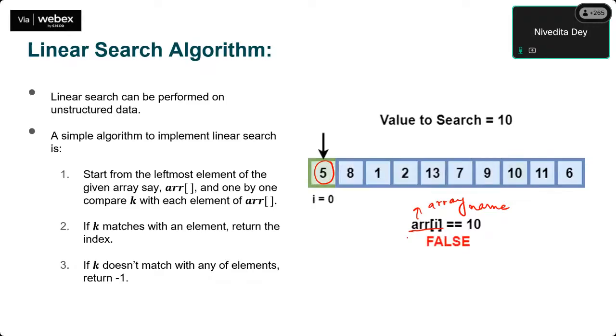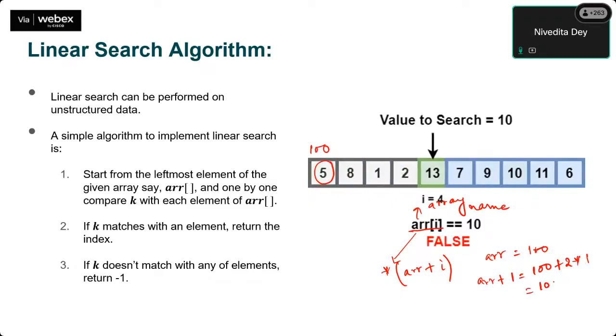Alternatively, in pointer notation, it can be written in this way, because arr by default is the base address of the array. If this is 100, for example, then arr will be 100, and i is the incrementing thing. Since it's an integer array, the size of each integer will be 2 bytes. So arr plus 1 will be 100 plus 2 into the shift I want, that is 1, so 102. 2 is the size of the integer. So these are two possible ways.